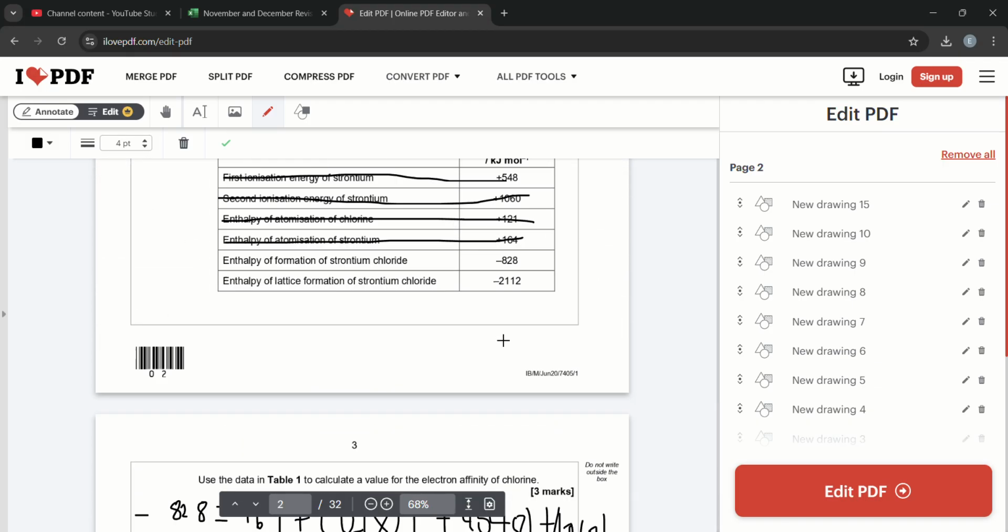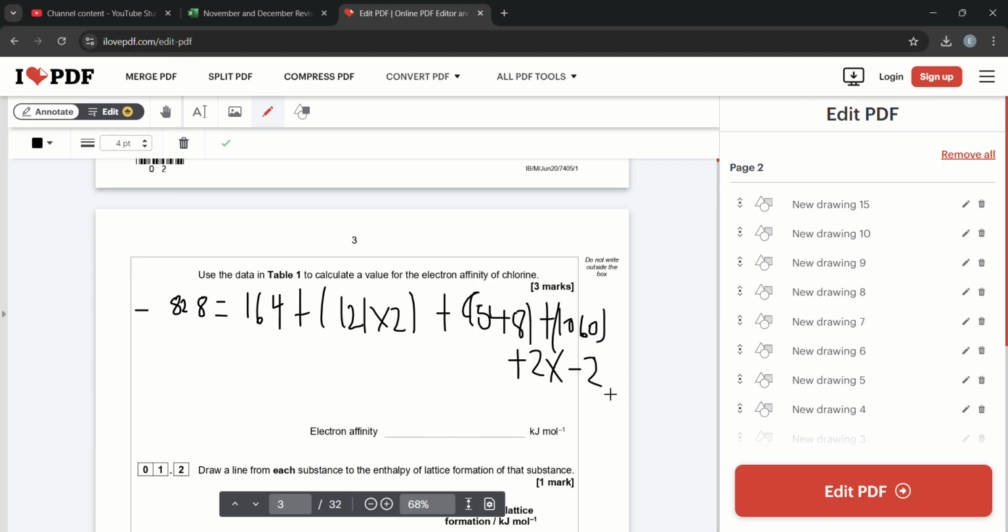Minus 2112. So we get 2x equals 164 plus 121 times by 2 plus 548 plus 1060 minus 2112 plus 9, and then we can do minus 828 plus that, and then divide by 2. I think I put too many values in my calculator.